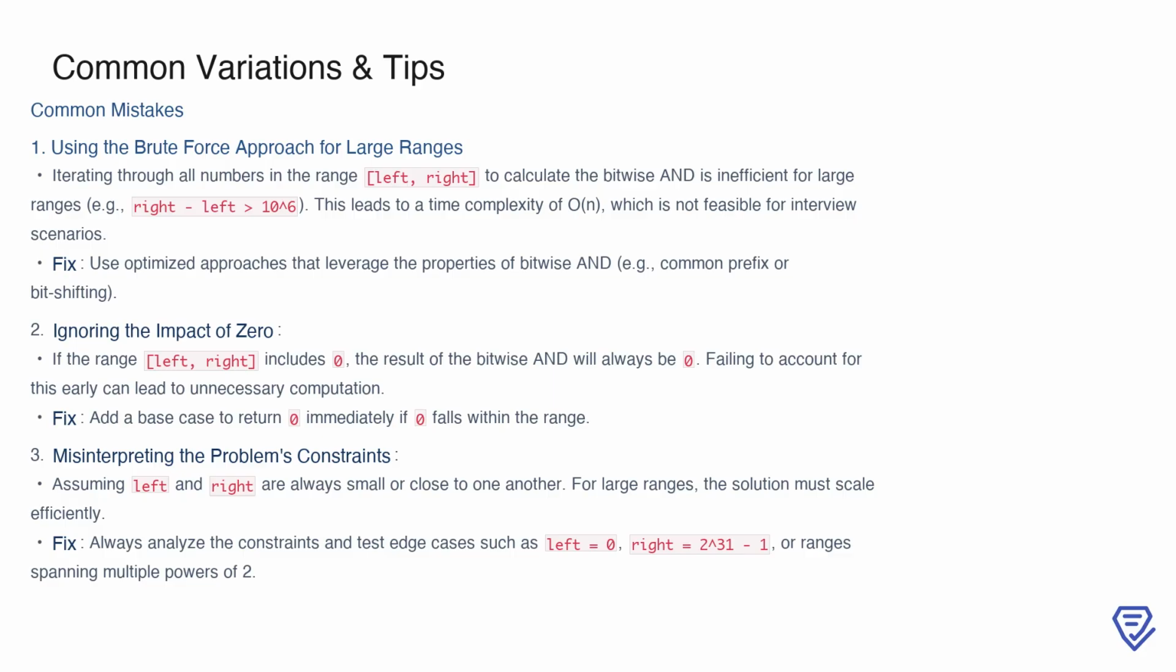Finally, some candidates misinterpret the problem's constraints, assuming the range is small or the numbers are close together. Large ranges, such as from 0 to 2^31 - 1, or ranges spanning powers of 2, require scalable solutions. Always analyze constraints and test edge cases to ensure your solution is robust.